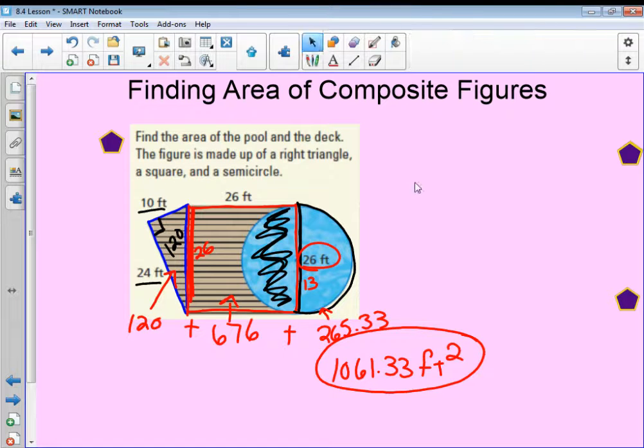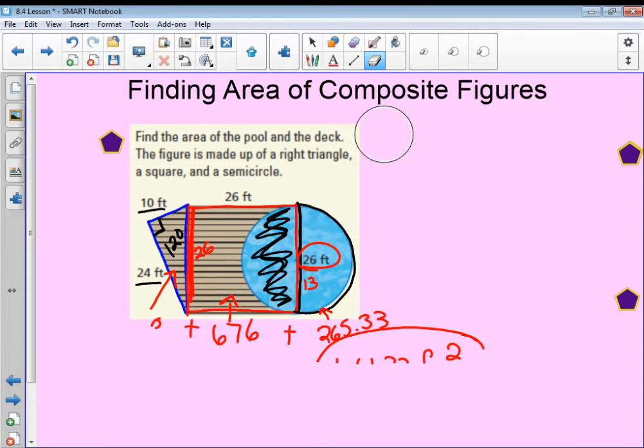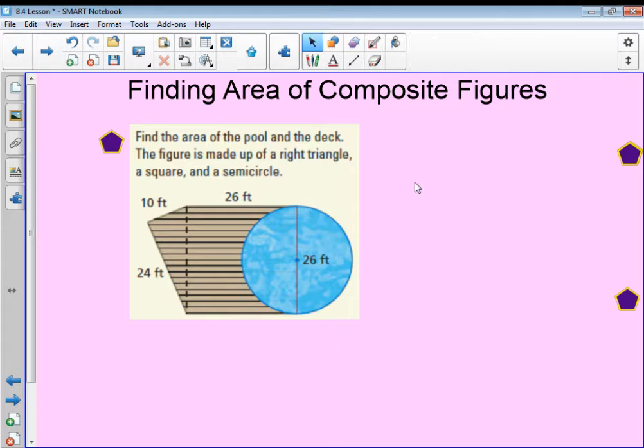Okay, once again, when you are working with composite figures, you have to break it down into those individual pieces, find the area of each, and then add them together.